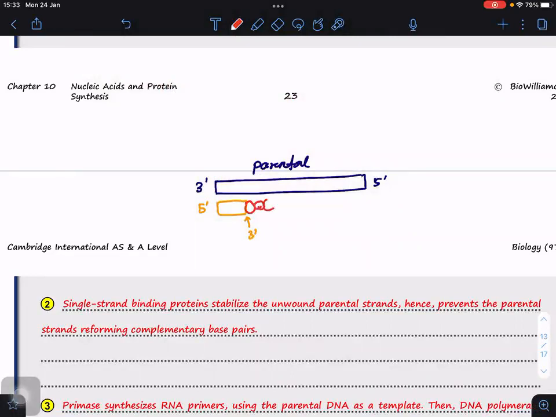Join one by one. So it joins one by one like this. So can you see that the direction is from 5' to 3'? Are you clear? Always remember, synthesis must be 5' to 3'. Okay.